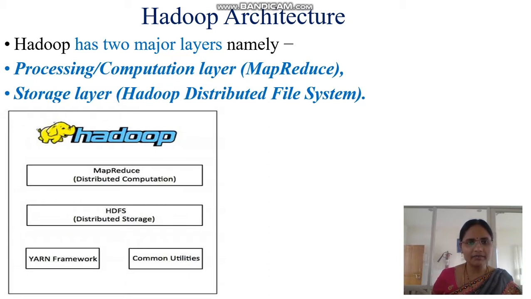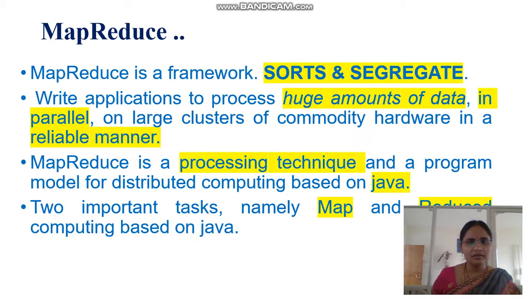As we know, MapReduce is a major layer in Hadoop architecture, which is basically used for processing the data items or for performing computations on the data items. So we can define MapReduce as a framework or a programming model which is a layer in Hadoop architecture.